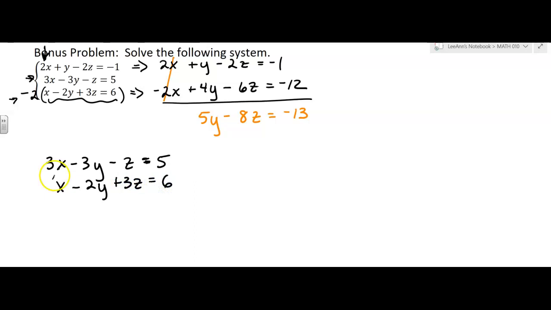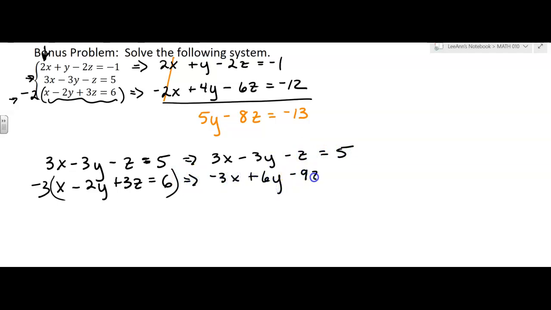Okay, now it looks like if I multiply that bottom equation by -3, I can get the x's to eliminate. Remember, I want to eliminate the same variable. I need another yz equation. So I'll copy down the top equation, or it's now the top equation: 3x minus 3y minus z equals 5. And then the bottom equation is going to become -3x plus 6y minus 9z equals -18. Sometimes there's a tendency to forget to multiply the constant. Don't forget to multiply that.